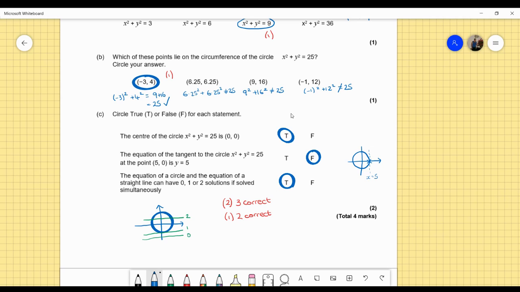So the marks for this one, if you have all 3 correct, you get 2 marks, and if you have 2 of them correct, you get 1 mark. Unfortunately, there's no marks for just having 1 correct. Okay, so out of the 4 marks, you need to decide whether you're red, amber, or green on question 4.